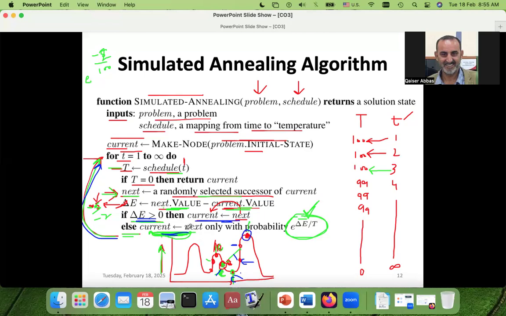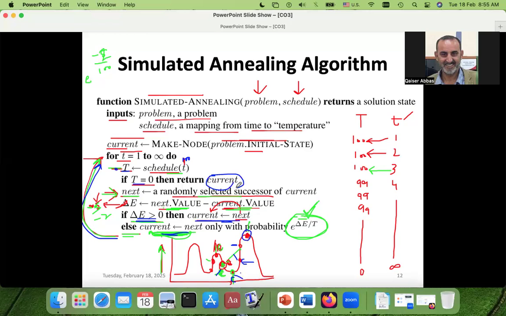Your algorithm also will go like that from t1 to infinity, something like that. And if your t is, suppose your t is 100 here, small t, and then at 100, when the value of this capital T is 0, then it will become 0, and it will return whatever the value in the current is, it will return that state.